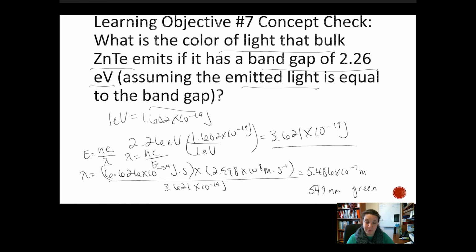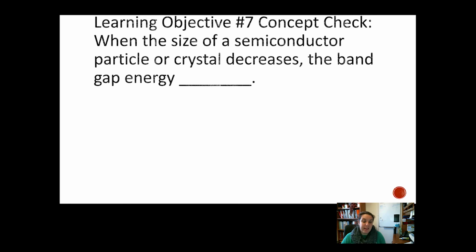Okay, let's try one more. When the size of the semiconductor particle or crystal decreases, what happens to the band-gap energy? So, we're going to decrease the size of our particle, decrease our number of energy levels. This will result in a band-gap energy that increases because we have fewer energy levels within.